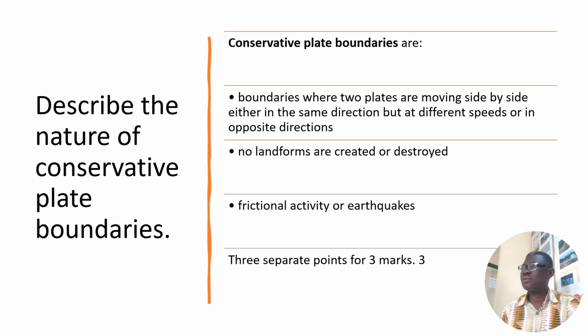So take note of the descriptions that you can give at the conservative transform margins. At this boundary, the plates rub side by side. There are no landforms developing at this place. Friction activity or earthquakes are very notorious. Rampant earthquakes. So 3 points for 3 marks. Check the mark allocations, students.